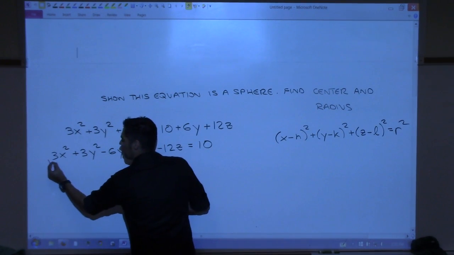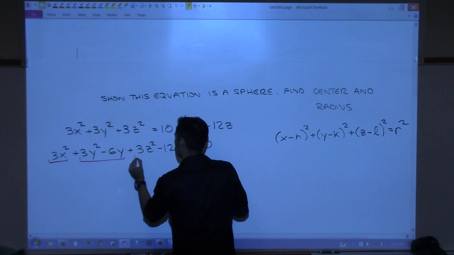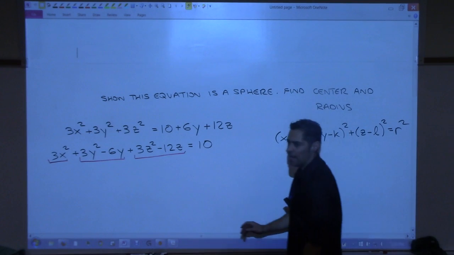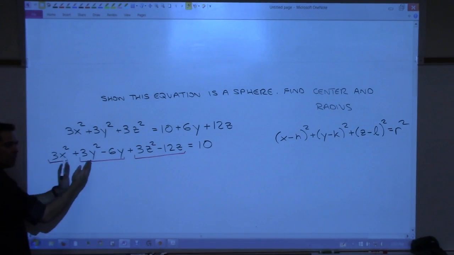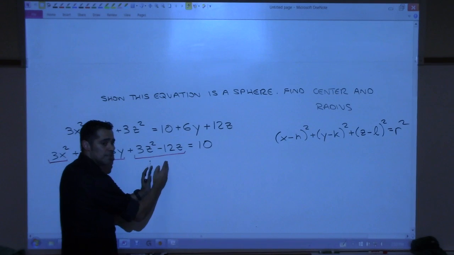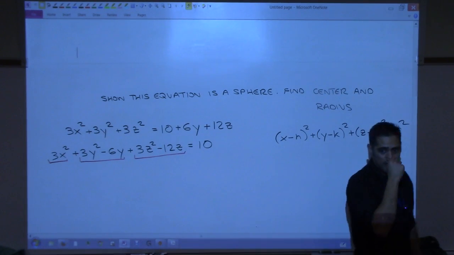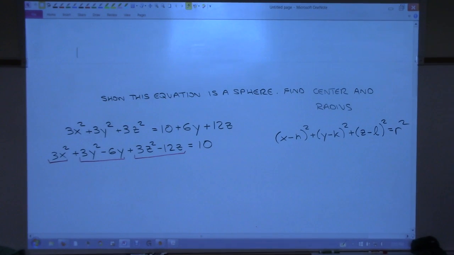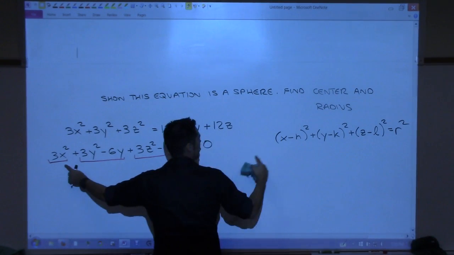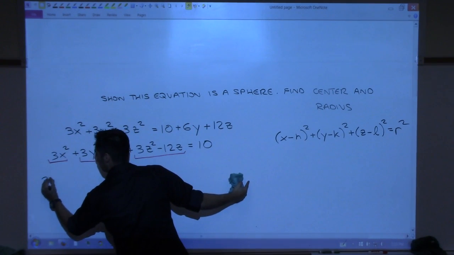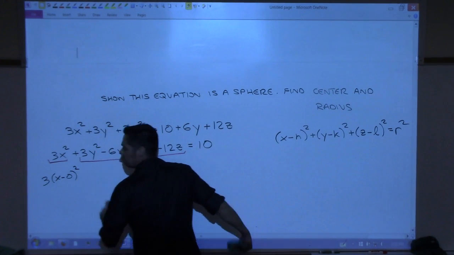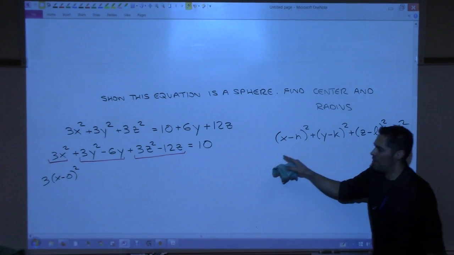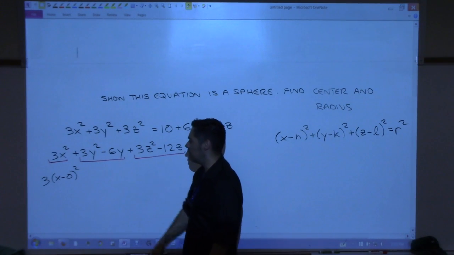Let me try and break these up into 3 different groups here. We are going to complete the square on the x's, on the y's, and on the z's. It's 3 different completings of the square. Now, on the first one, the 3x squared, we actually don't have to complete the square, because this one already looks like, kind of, this. This is 3x minus 0 squared, isn't it? So that's already looking like I can somehow turn it into this. This one, though, I can't because of that negative 6y.